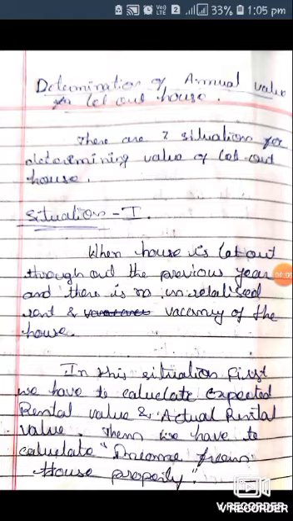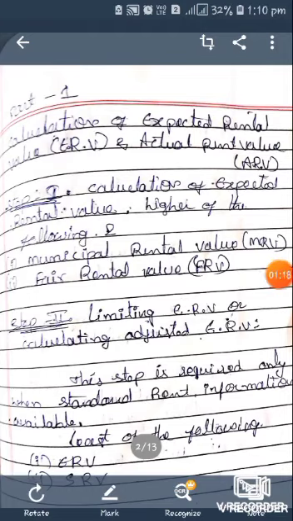So in this situation, first we have to calculate expected rental value and actual rental value. Then we have to calculate the income from house property. Now let's see the calculation process. There are 3 parts in the calculation process. First part, calculation of expected rental value, ERV, and actual rental value.